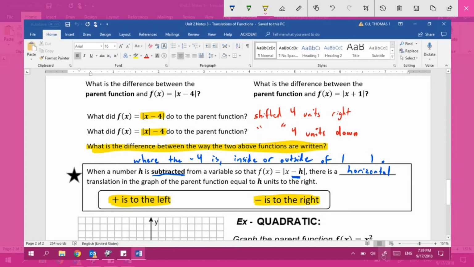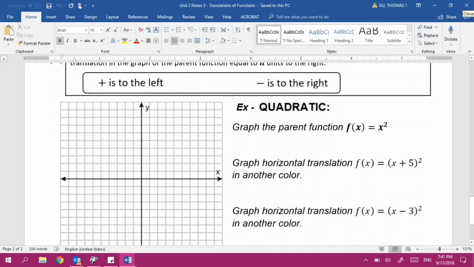We can look at this example up here. f of x equals absolute value of x minus 4. It's a minus sign. You think it goes left, but no, it goes to the right. On this one, f of x equals absolute value of x plus 1, a plus sign. You would think it moves to the right, but no, it's the opposite. It moves to the left. So make sure you know that. All right.